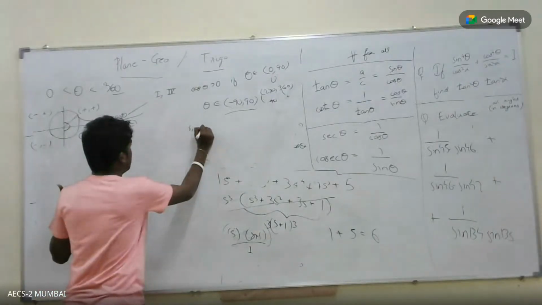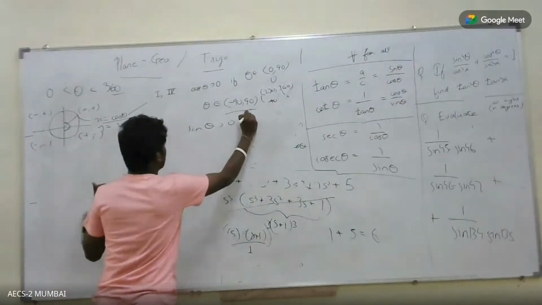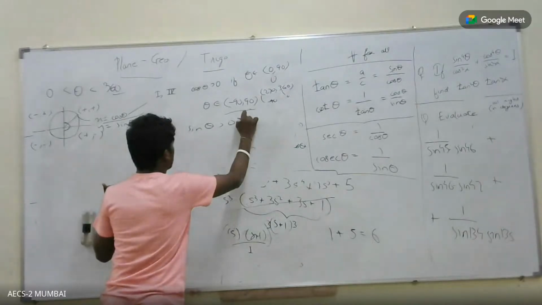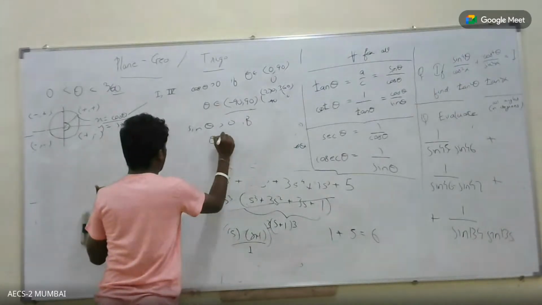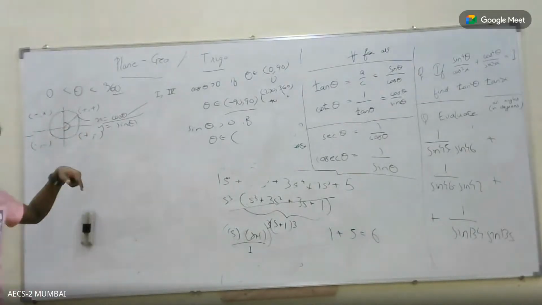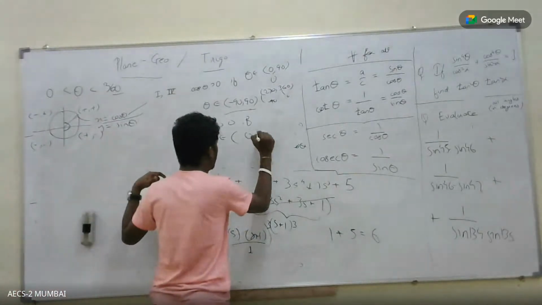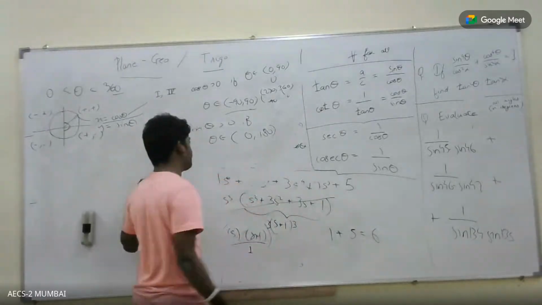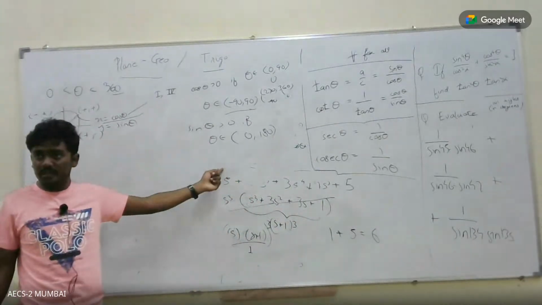Similarly, now tell me where is sin theta positive? In the first and second quadrants. So what are the values of the angle for which this holds? 0 to 180. Perfect. So are you comfortable with this?